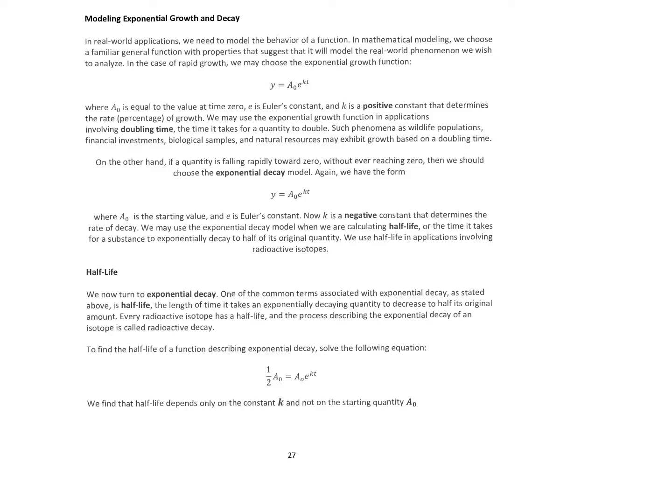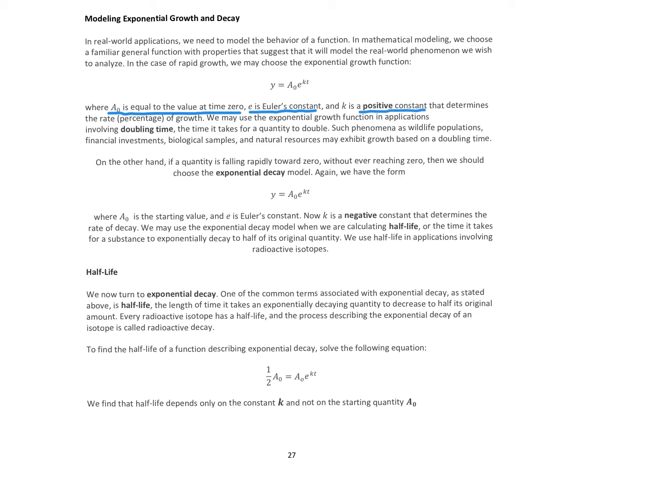To start, we want to talk about what it means to model something. When we want to model a real-world phenomenon, we like to choose a model or an equation that behaves the way the real-life phenomenon behaves. For example, in the case of rapid growth, we choose an exponential growth function, y equals a sub 0 e to the kt. In this model, a sub 0 is equal to the value at time 0. E is Euler's constant, and k is a positive constant in the case of growth.